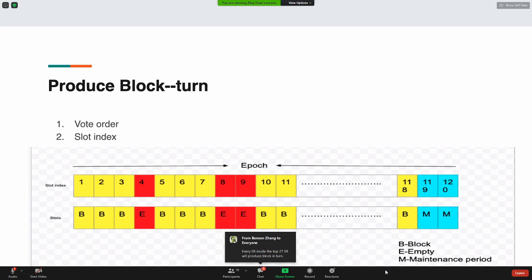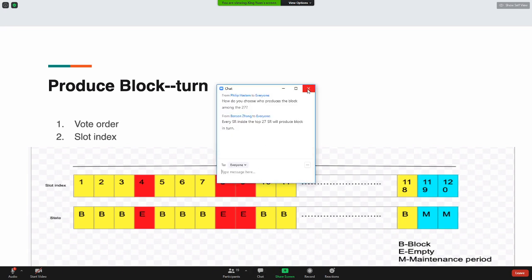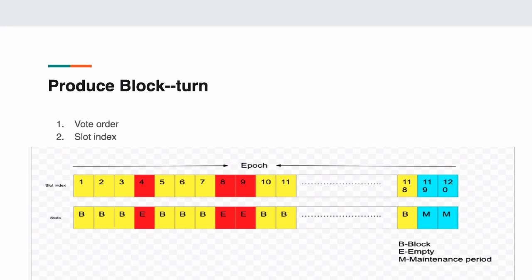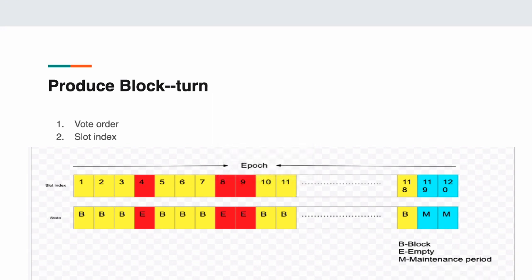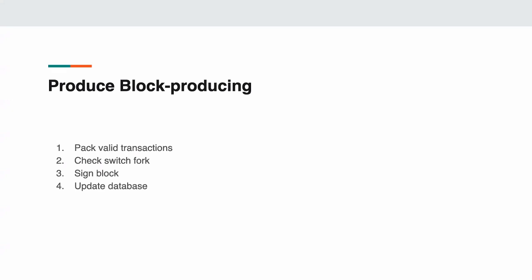Okay, no problem. One thing I need to mention is that the red color means empty. Sometimes something goes wrong, like number 4, whose turn it is, but right now something goes wrong and they cannot produce a block. At this time, the slot can be empty. It means nothing was produced in this period of time. So for the number 4 slot, no block was produced. This is the meaning. We'll go over to the next slide, the producing stage.